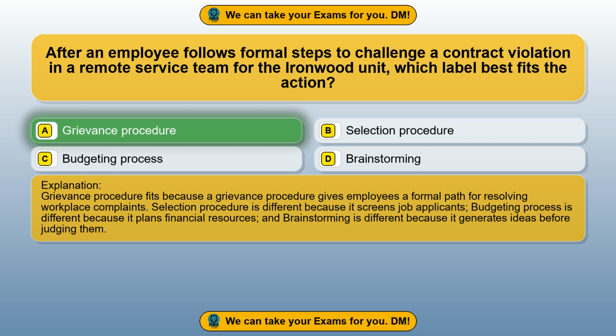Grievance procedure fits because a grievance procedure gives employees a formal path for resolving workplace complaints. Selection procedure is different because it screens job applicants, budgeting process is different because it plans financial resources, and brainstorming is different because it generates ideas before judging them.